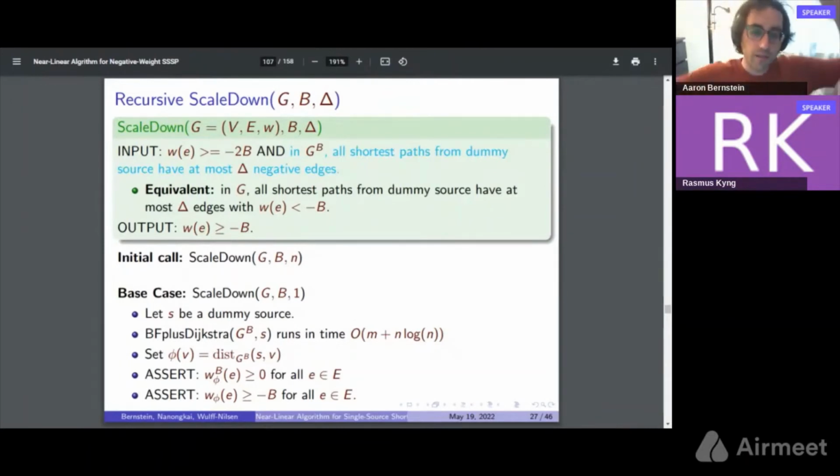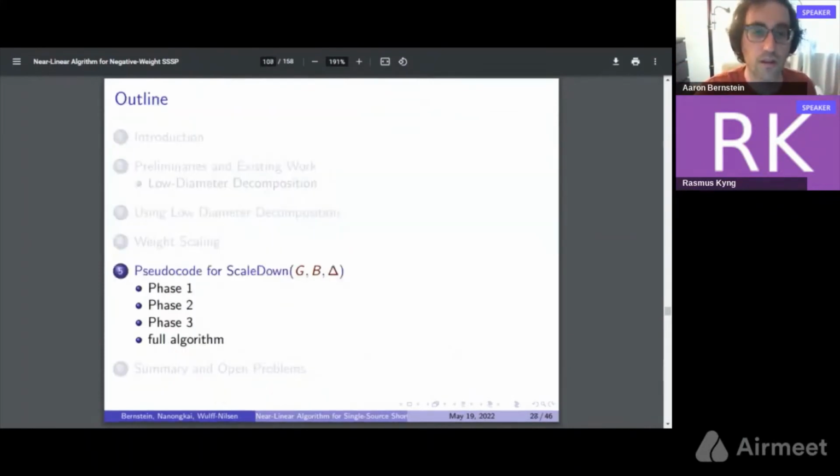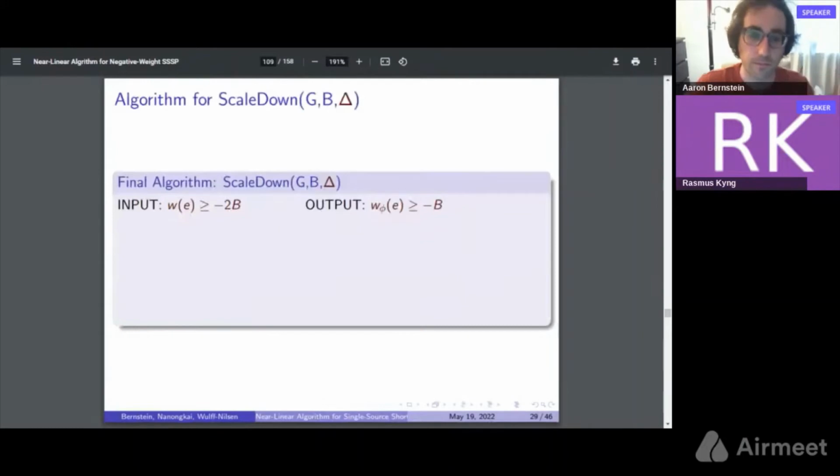Okay, so we have the initial call, we have the base case, and now we have to show how to compute this recursively. So let's slowly work out the pseudocode phase by phase. This is the final algorithm we want to solve. We have our input and our output. And another part of the input requirement that I'm writing is that every shortest path in GB contains at most delta negative edges.